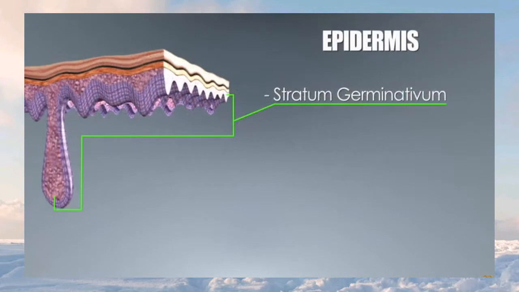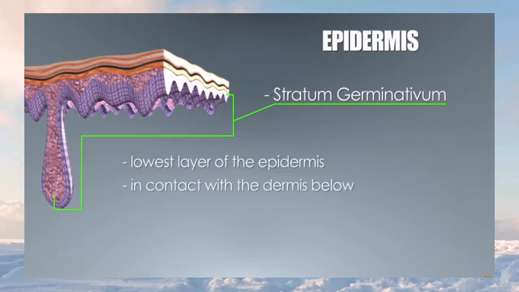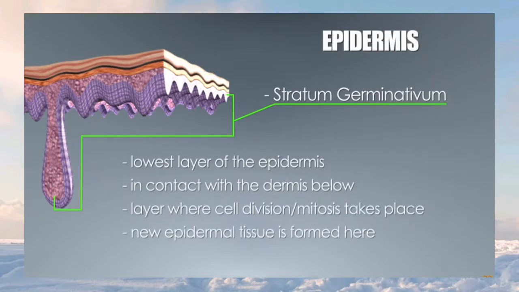Stratum germinativum. The stratum germinativum is the lowest layer of the epidermis and is in contact with the dermis below. It is the layer in which cell division called mitosis takes place, and where new epidermal tissue is formed and begins to migrate to the surface of the skin, replacing the dead skin cells found in the stratum corneum.